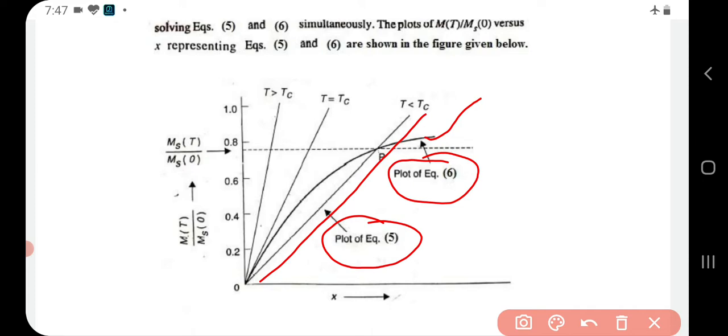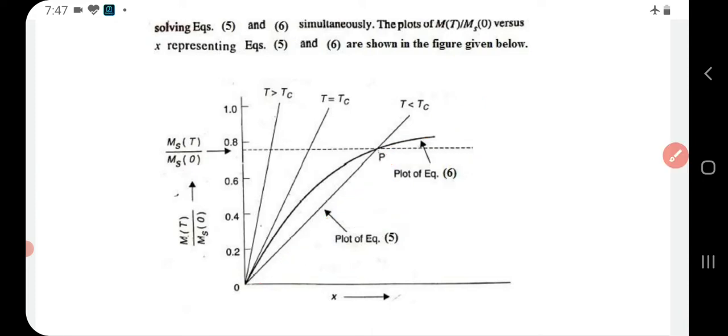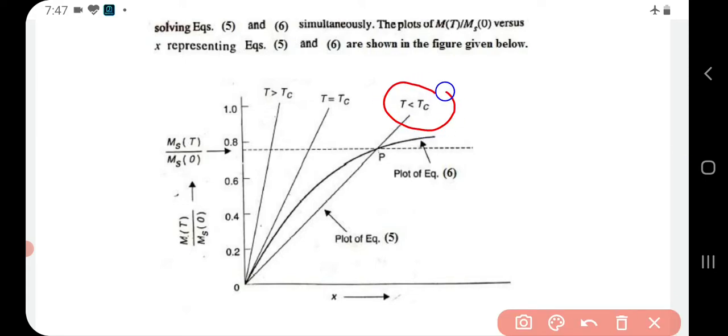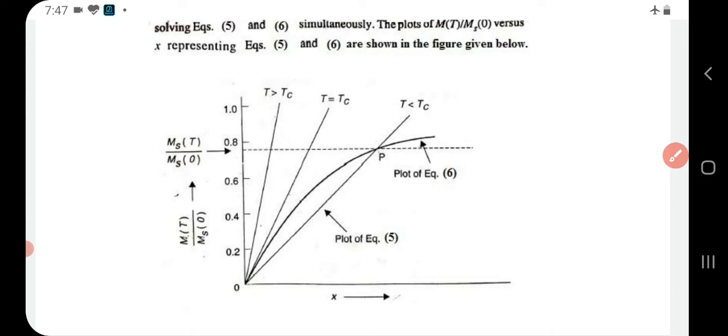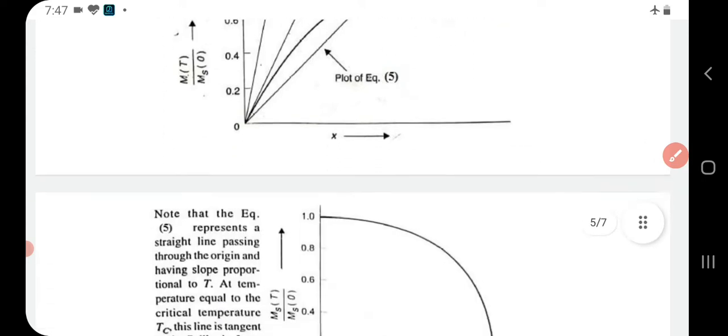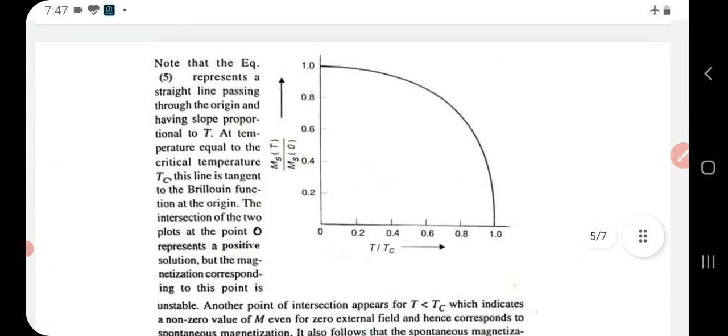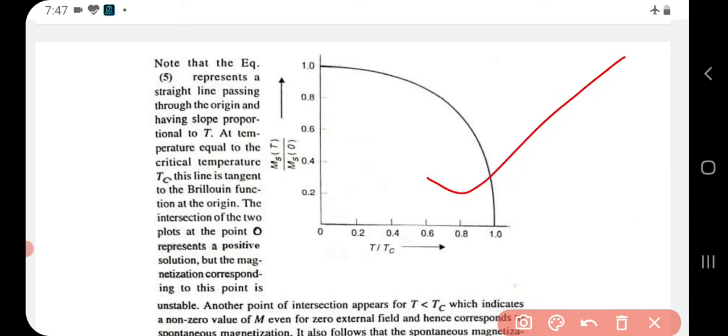All this, that is the plot corresponding to equation 5 and equation 6, corresponds to temperature T less than Tc. This is a straight line at T equal to Tc, and this one is for T greater than Tc. So these are the various ranges they have shown for this particular ratio. This plot is important, so please draw this figure. Also, this one is important, so these two plots you have to draw.